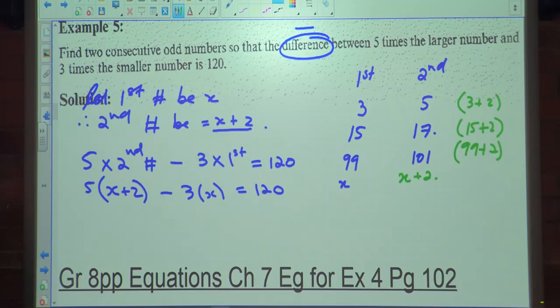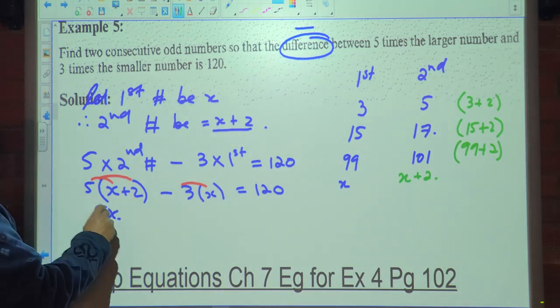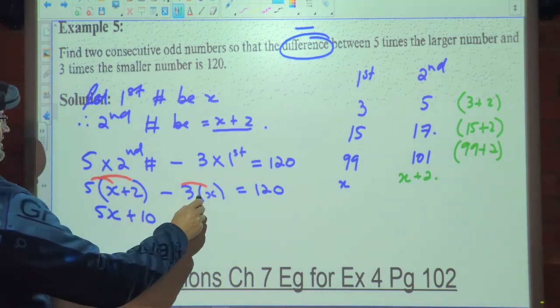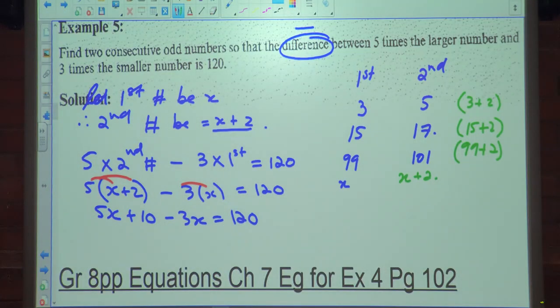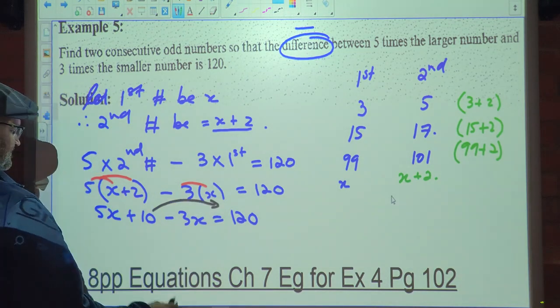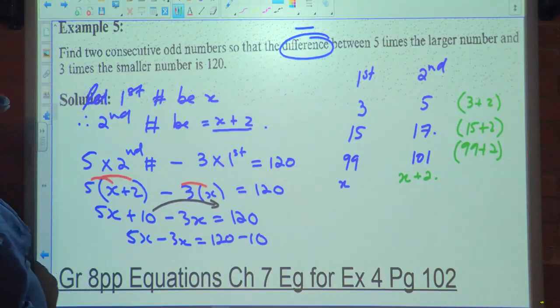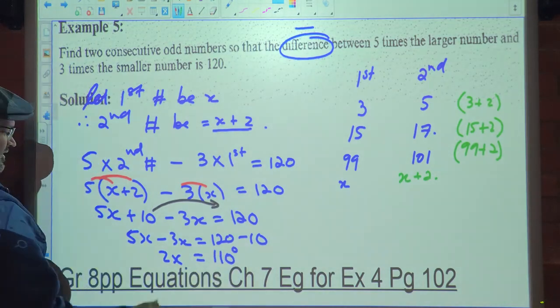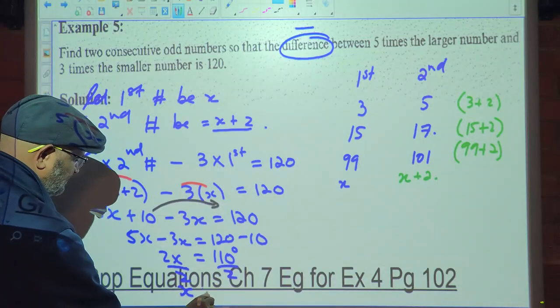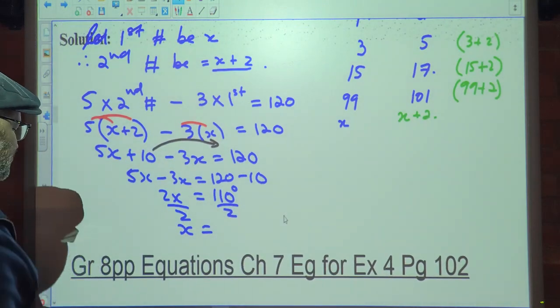You see that, people? So get rid of the brackets. 5 times x is 5x. 5 times 2 is 10. Negative 3 times x, negative 3x, is equal to 120. So what do we do now? x on one side, numbers on the other side. So 5x minus 3x is equal to 120 minus 10. What's 5x minus 3x? 2x. Equals 110. Divided by 2 both sides. What's 110 divided by 2? 55.